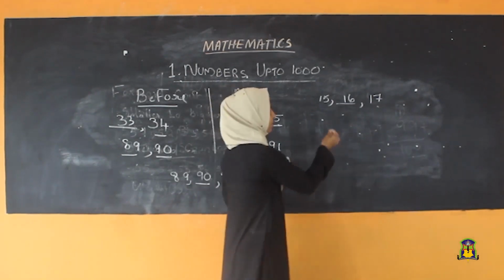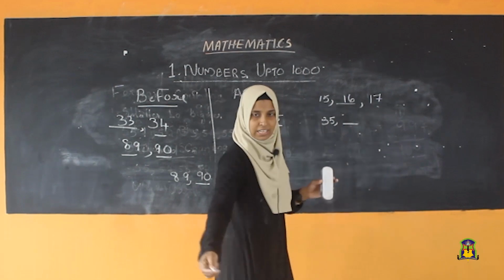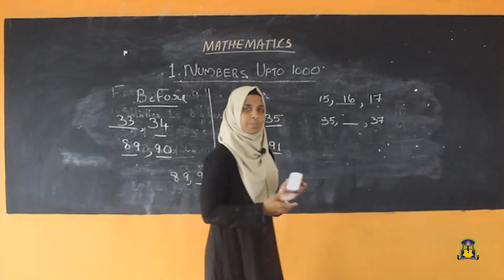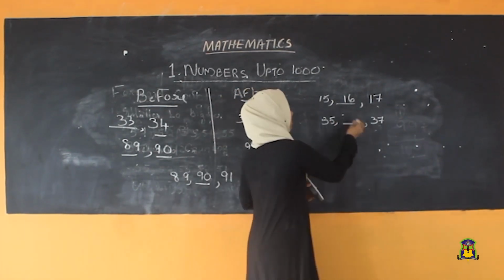Okay, one more example children. 35, then dash, 37. Count from 35, after 35, 36. Very simple.